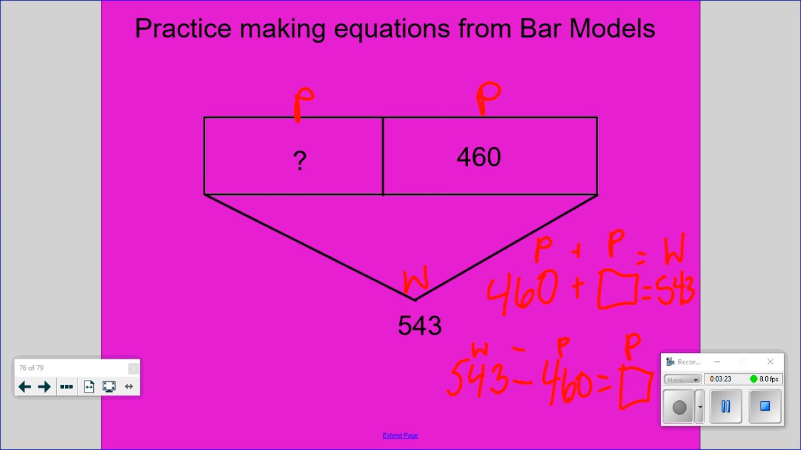Could I rearrange my parts in either of those equations? Yeah, I could. However, it's not necessarily going to be any easier, right? If I have 543 minus something equals 460, I don't think that's going to be any easier for me to solve. Yes? No?